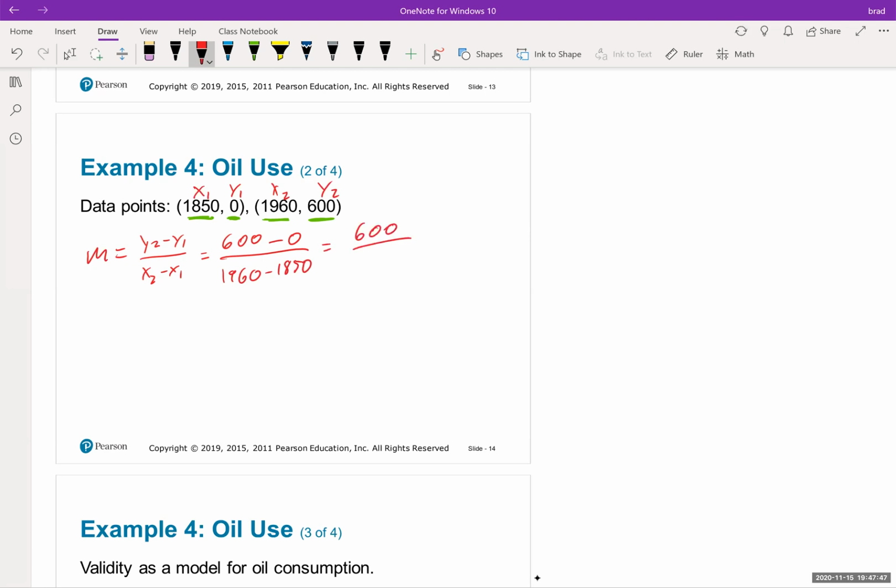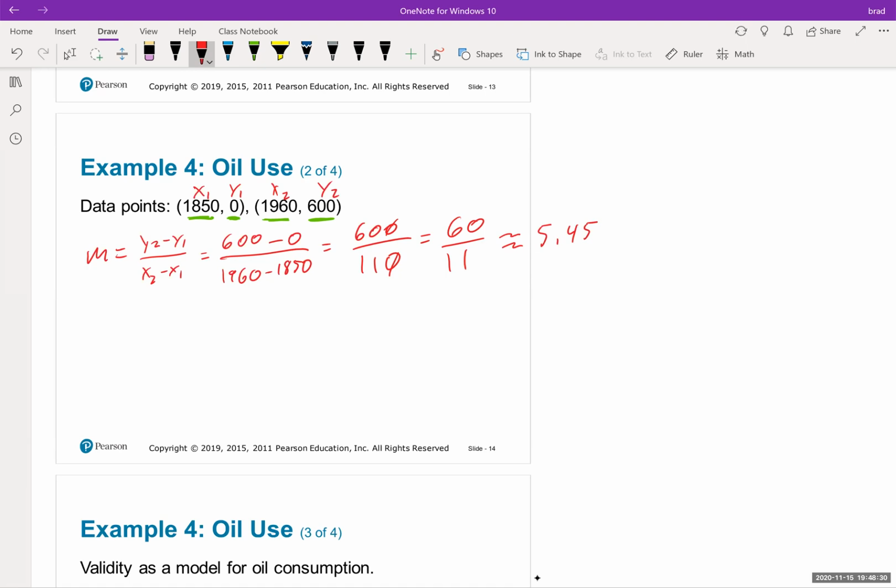So this would be 600 over, what is that, 110? No, I'm sorry, 1100. Let me just double check. 1960 minus 1850. Yeah, I was right the first time. 1960 minus 1850, that's 110. Okay, so 600 divided by 110. Let's cancel some zeros, and we're left with 60 over 11, okay? So if we want to use decimals, this is approximately 5.45 if we round off to 2 decimal places.